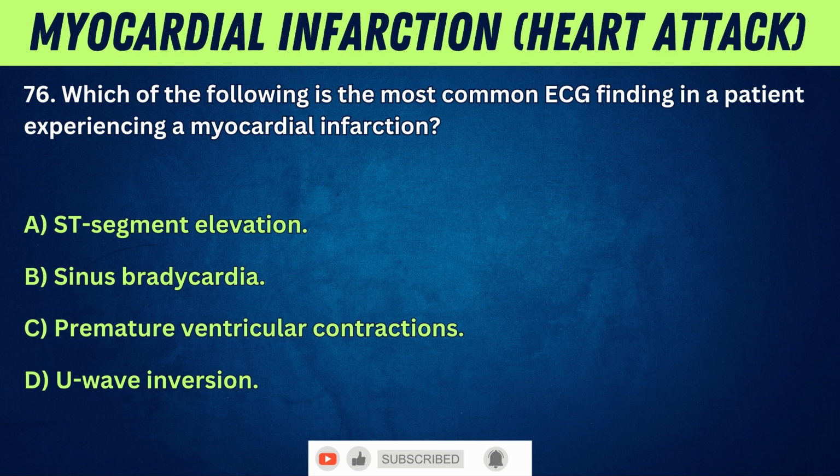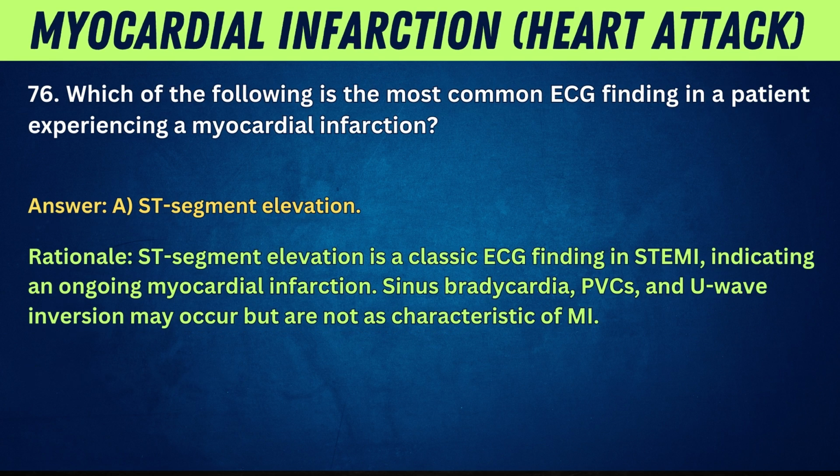76. Which of the following is the most common ECG finding in a patient experiencing a myocardial infarction? A. ST segment elevation. B. Sinus bradycardia. C. Premature ventricular contractions. D. U-wave inversion. Answer: A. ST segment elevation. Rationale: ST segment elevation is a classic ECG finding in STEMI, indicating an ongoing myocardial infarction. Sinus bradycardia, PVCs, and U-wave inversion may occur, but are not as characteristic of MI.